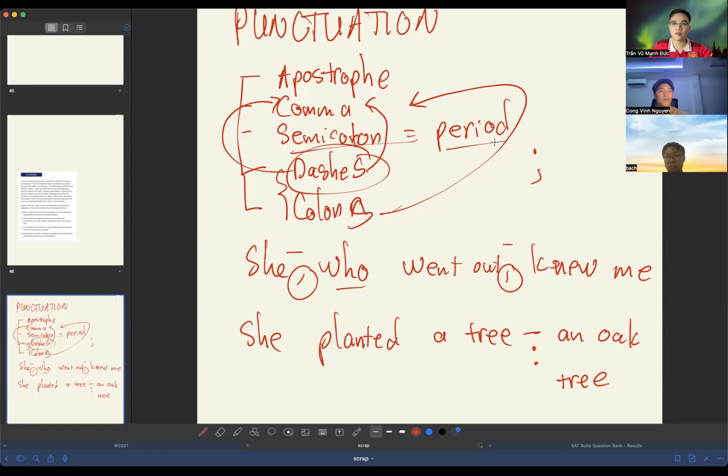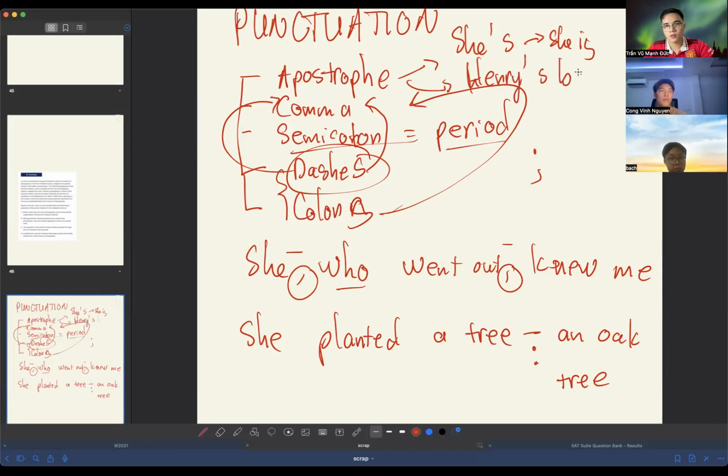And semicolon and period, they're the same. And apostrophe, there are essentially only 2 uses for this. Firstly, to concatenate 2 be verbs. She's can be written as she is, or she's. Or Henry's book. Here are the 2 uses. Firstly, it can be used to concatenate 2 be verbs, and secondly, it can be used to indicate ownership.